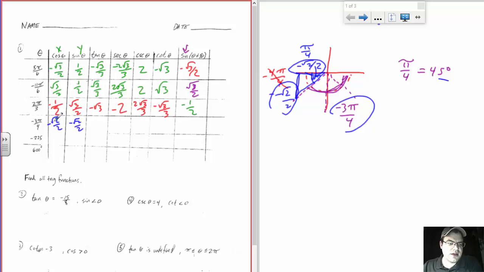The tangent is sine over cosine. Divide something by itself, you'll get 1. Secant will flip cosine, so we'll get 2 over negative root 2, which is the same thing as negative root 2. Because we'll get negative 2 root 2 over 2, and the 2's will cancel. Cosecant will get the same answer because the sine and cosine are the same. So we'll get the same answer, negative root 2. The cotangent is the reciprocal of tangent. If you flip one upside down, you get 1 again.